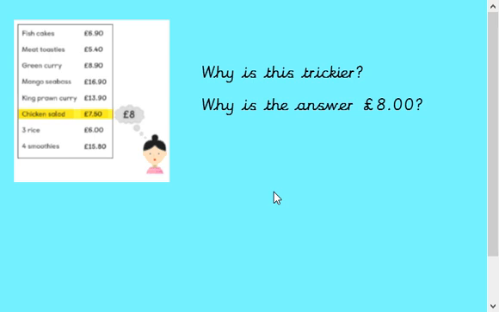Well, think about it. Remember what we said? £7.50 is halfway between £7 and £8. So do we round it down, or do we round it up to £8? Well, the 5 in £7.50 is the important digit. And do you remember I said that if it's 4 or lower, we would round it down. If it's 5 or higher, we would round it up. So we round it up to £8.